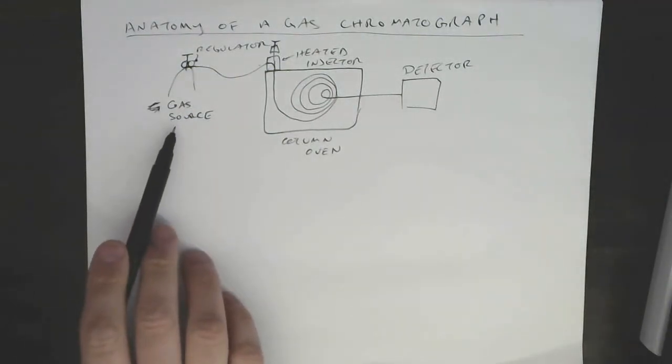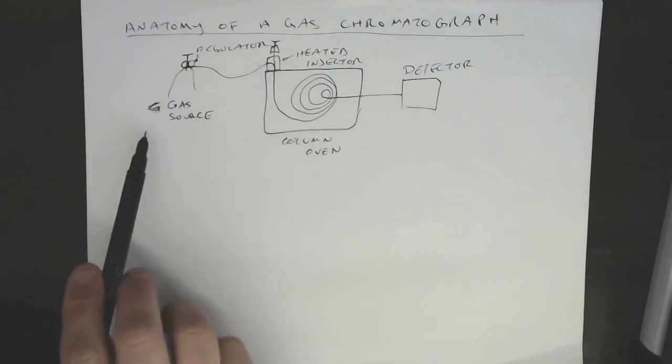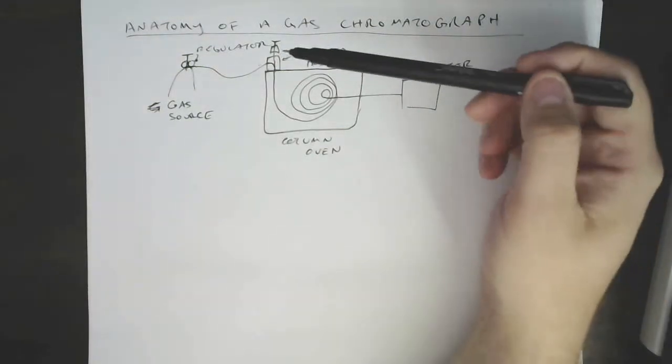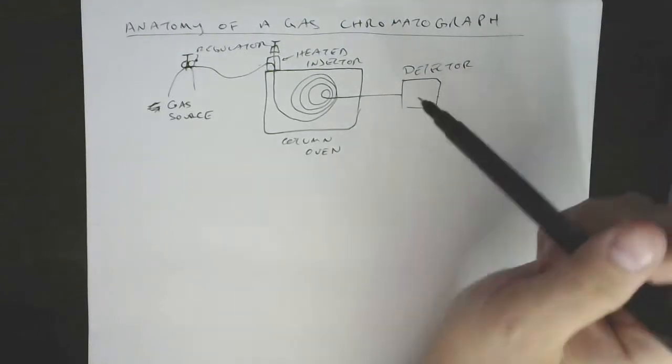Not a lot to say here. Like I said, sometimes you have a nitrogen generator which produces nitrogen from room air, but generally you just have a gas cylinder and a regulator. We are going to talk about the heated injector. We're going to talk about the column oven, and we're going to talk about the detector.